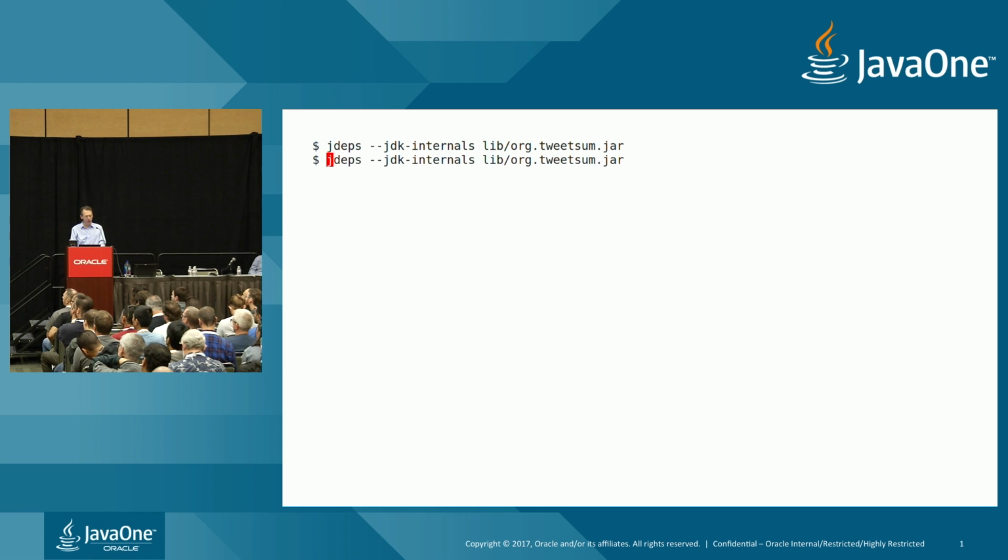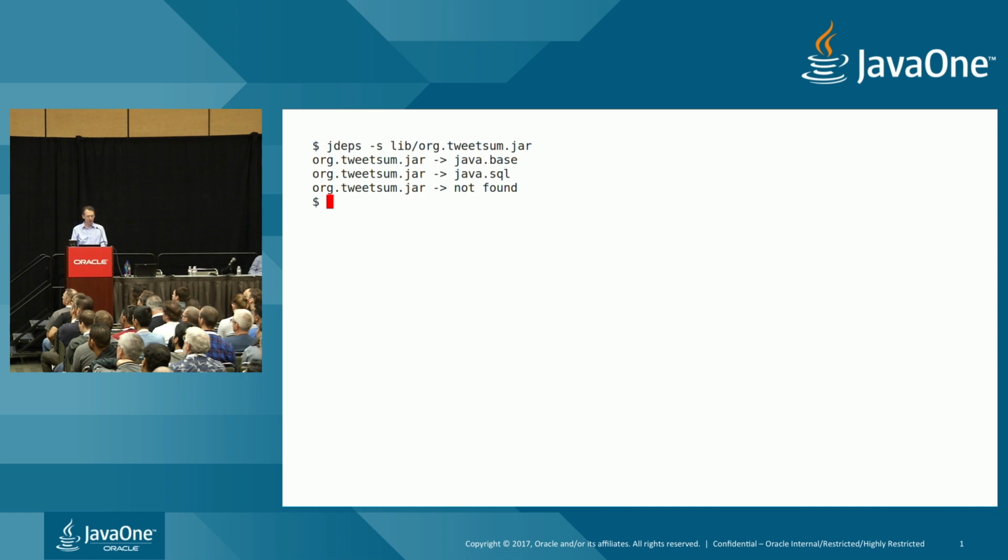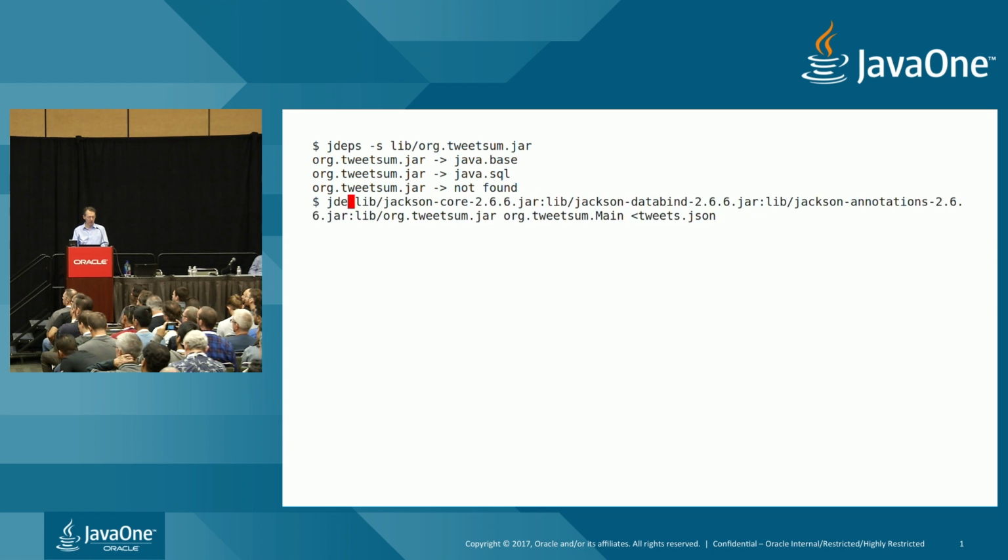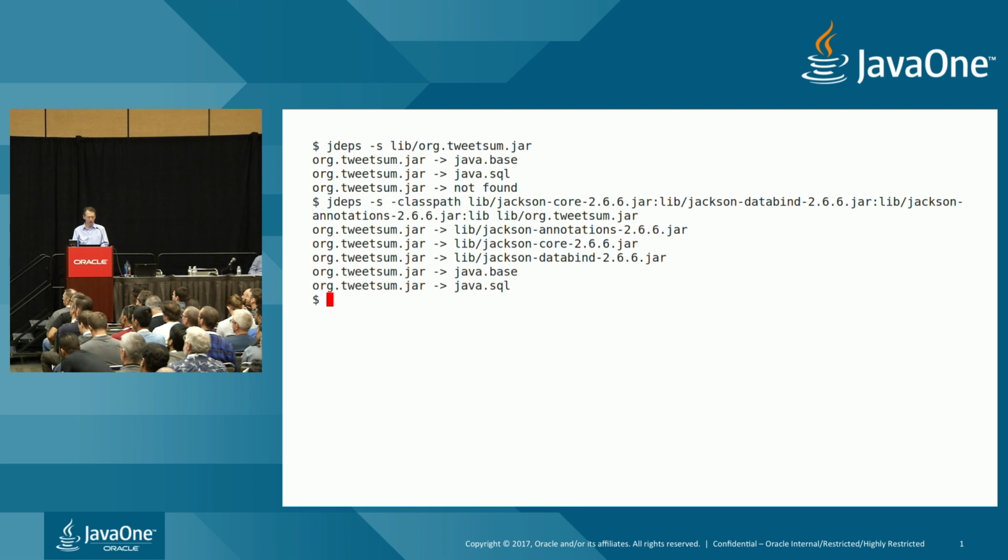Okay, so that's good. You can also use this -s option. We'll show you some more. That not found is because I need to tell it where to find the rest of the dependencies here. So let me copy that. So jdeps will look at all of this stuff. Now we see that jdeps is saying that there's code in the tweetsum jar that wants to use things in these Jackson jar files, and that'll probably work if you treat them as automatic modules.